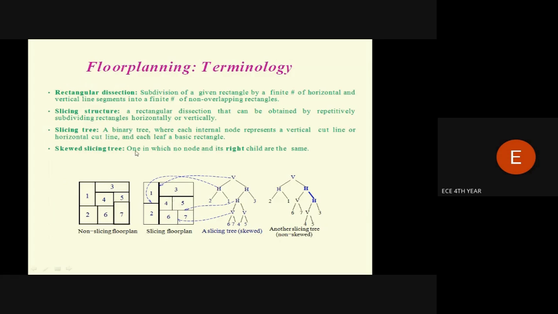V. Skewed slicing tree: the definition of a skewed slicing tree is one in which no node and its right child are the same.